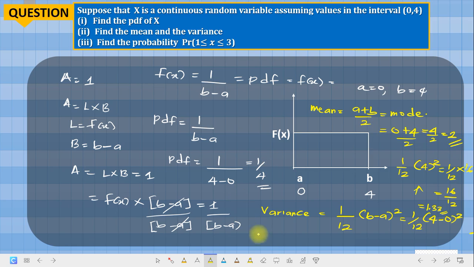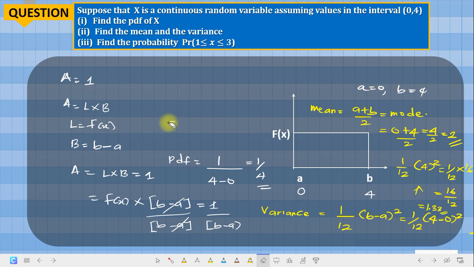Now, you have a question that says, find the probability at the interval. Let me quickly erase this so that we can see some space to solve that question. Find the probability at the interval. The interval was given to you: 1 less than or equal to x, and x less than or equal to 3.